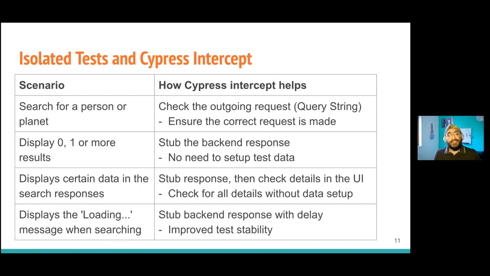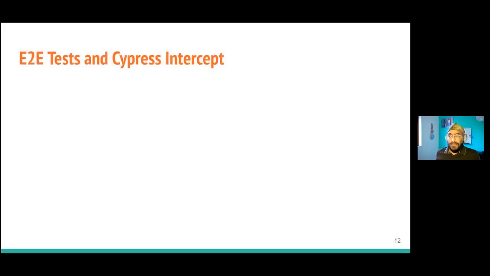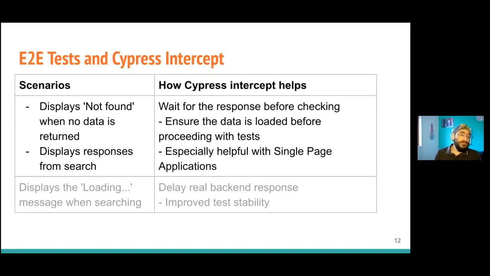These are the kind of tests that I would like to now push towards the isolated format in which the backend data is completely stubbed out. And then you can always have a few end-to-end tests so that you make sure that your backend and frontend can actually talk to each other correctly. So now you can find one for when no data is returned, or you do find certain responses on search.